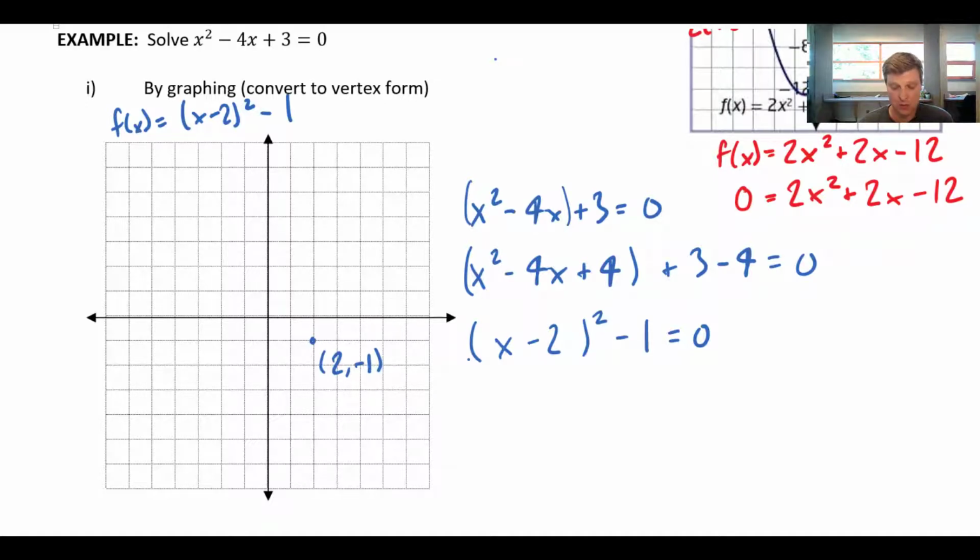And then my a value is 1, so I don't need to change my pattern. I'm going to go over 1 and up 1, over 1, up 1, over 2 and up 4, and here is my graph, and away we go.